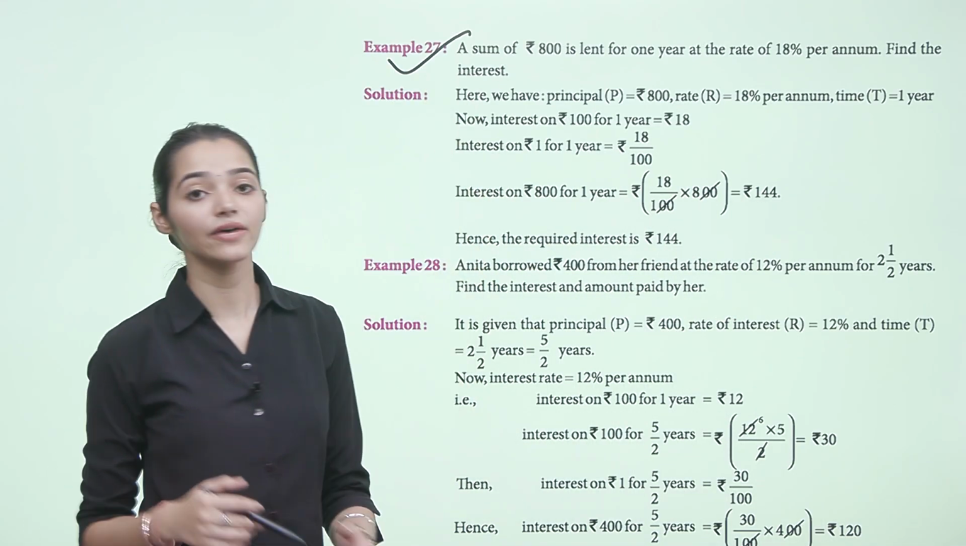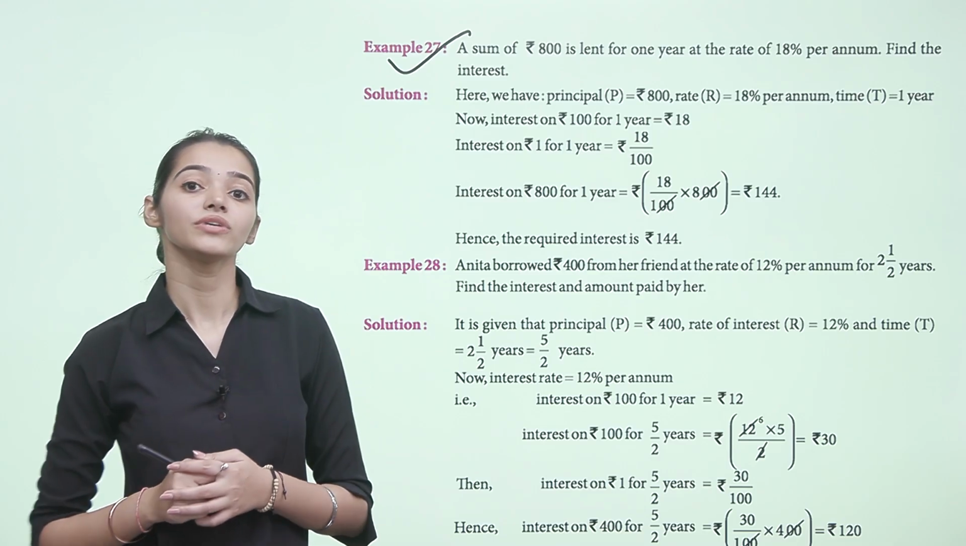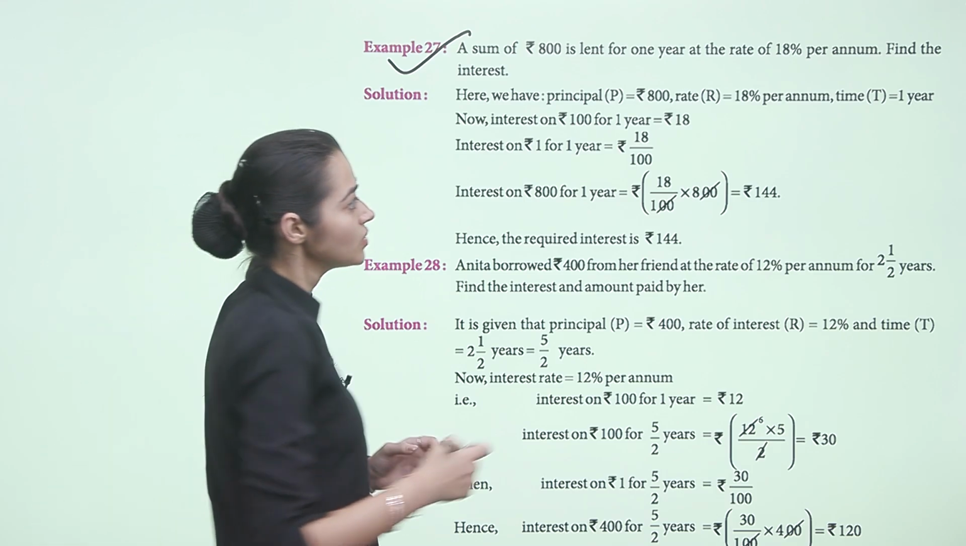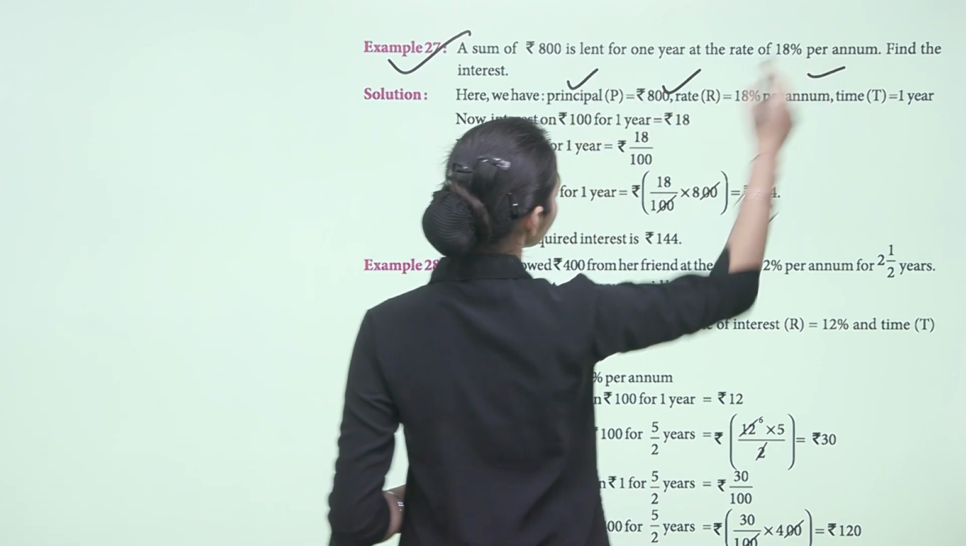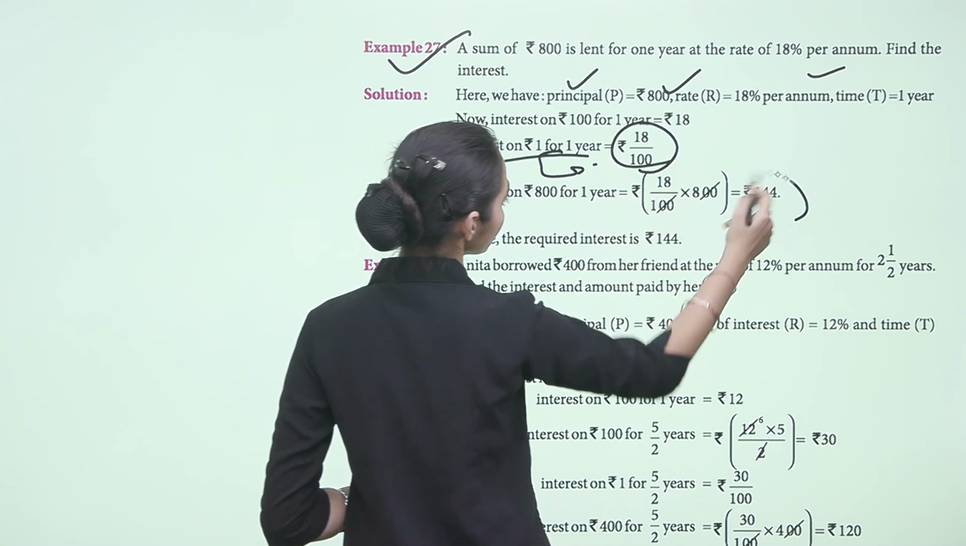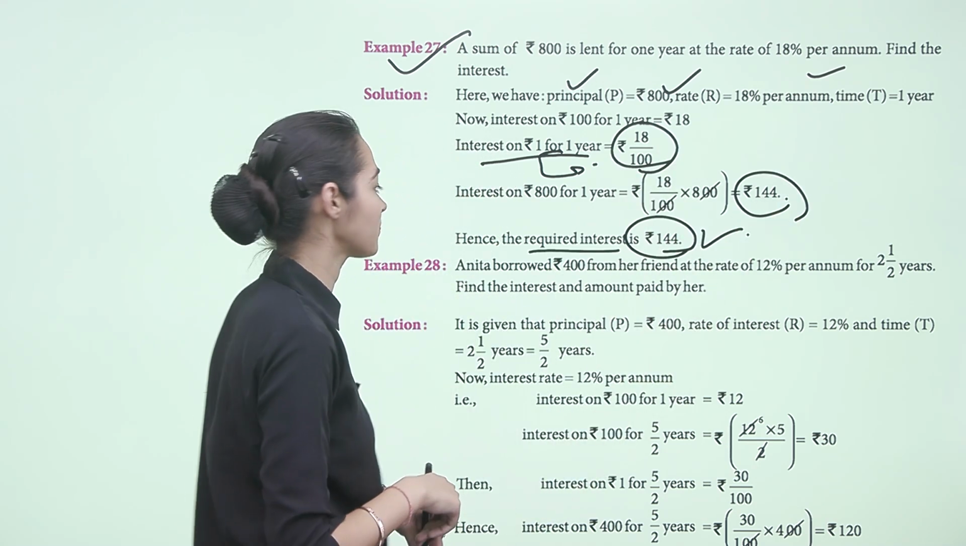Let's look at example number 27. Here it is given that a sum of 800 is lent for 1 year at a rate of 18% per annum. We have to find the interest. So principal is given, rate is given, and time is given. After putting it into the formula, interest for 1 year is 18 by 100 of 800, that means 144. So the required interest is 144 rupees.